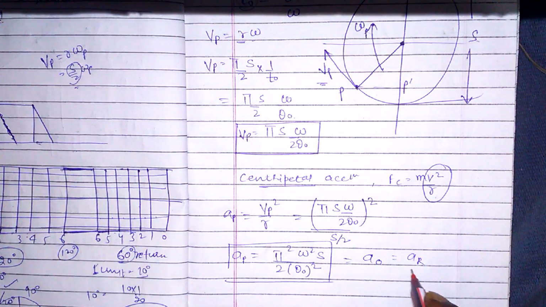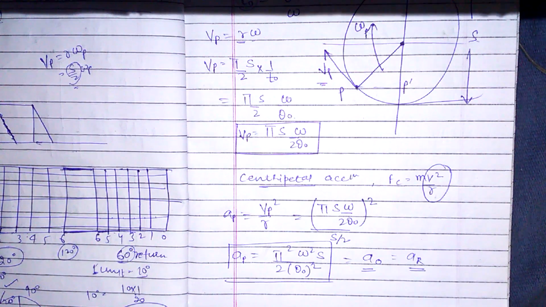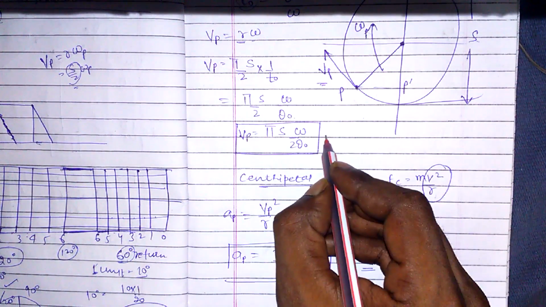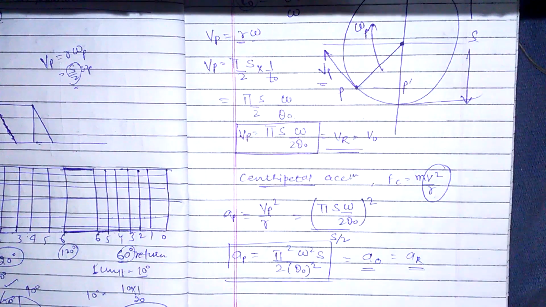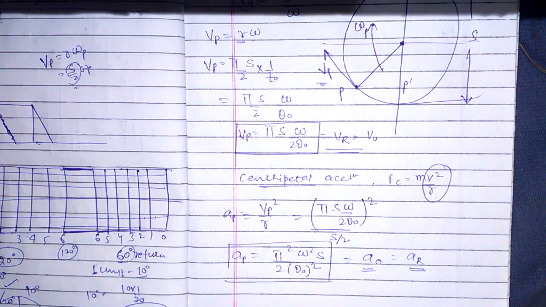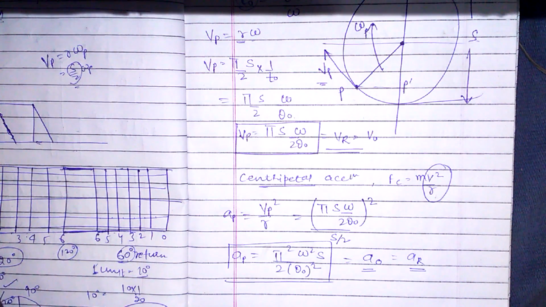And this is also called the maximum acceleration for the return stroke, maximum acceleration for the outstroke. Similarly, here it is the maximum velocity for the return stroke and the maximum velocity for the outstroke, and this is the derivation for this. And this is all about the displacement, velocity and acceleration diagram when follower moves with simple harmonic motion.